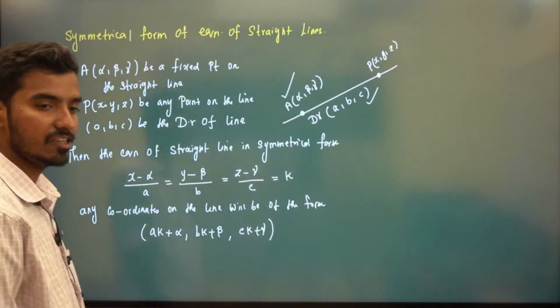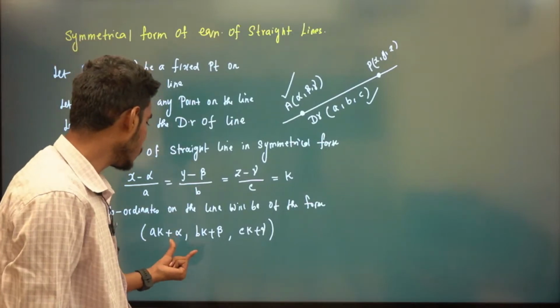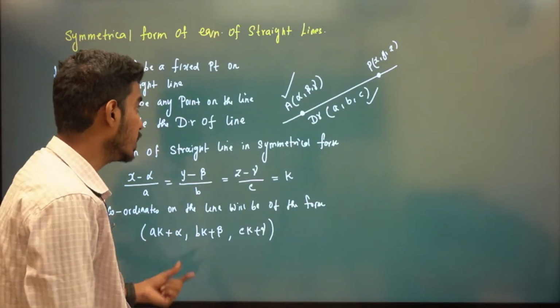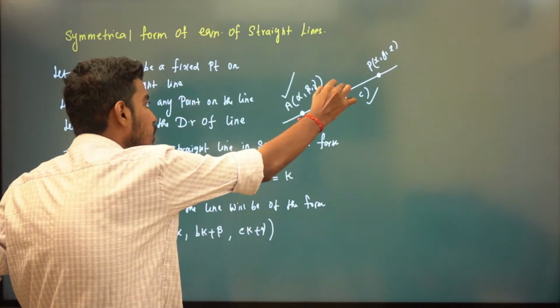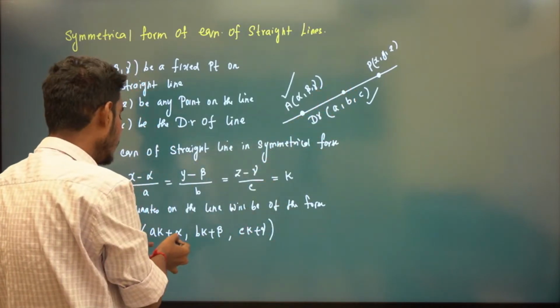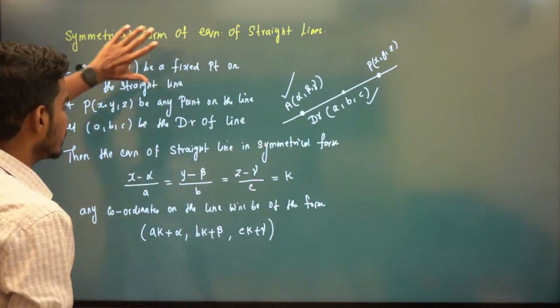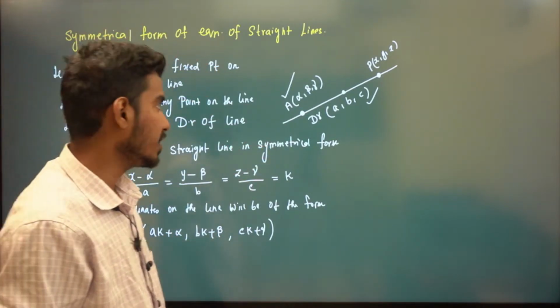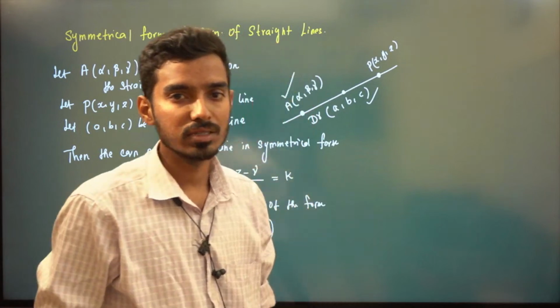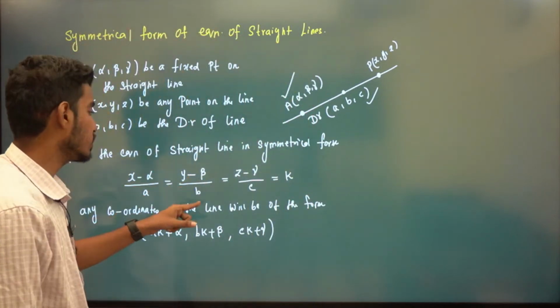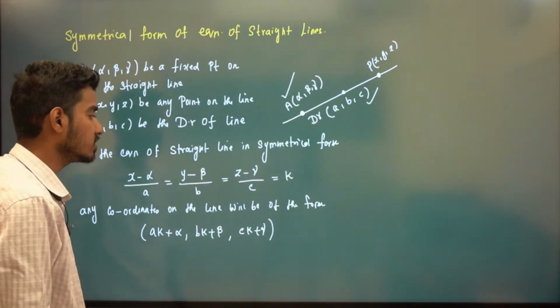a, b, c is the direction ratio of the line. So any point on the line will be of this form only. Whatever point you take, that coordinate will be of the form ak plus alpha, bk plus beta, ck plus gamma. Is it clear about this slide? So the equation of a straight line in symmetrical form is x minus alpha by a, y minus beta by b, z minus gamma by c is equal to k.